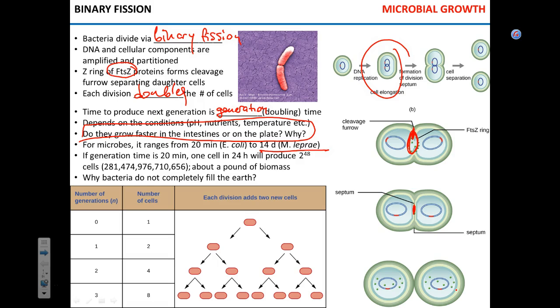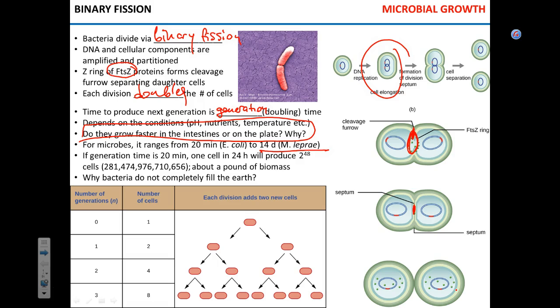In 20 minutes, how many cells do you have? 2. 40. 4 in an hour. 8 in 2 hours. 64. Yeah, 8, 16, 32, 64. And in 3 hours, 512. And you keep going, okay? So let's say in 10 hours, you're going to have 2 to the power of 30 cells, which is roughly about 1 billion.